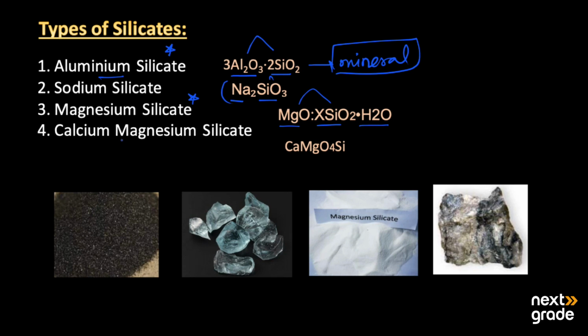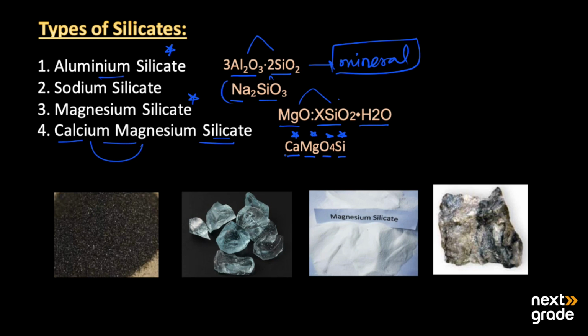The fourth type is calcium magnesium silicate. In this, calcium and magnesium, two metals, combine with the non-metal silicon, making the mineral calcium magnesium silicate. It is also known as the calcium magnesium salt of silicon. Its formula is CaMgO4Si, in which we have calcium, magnesium, oxygen as well as silicon. The silicon will be the central atom combining with the different elements around it.